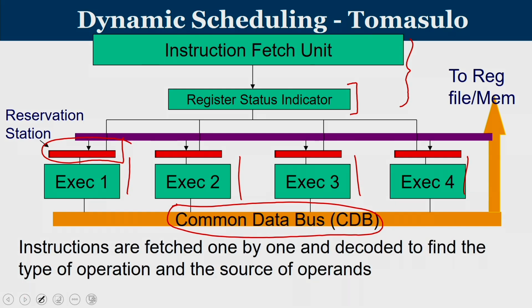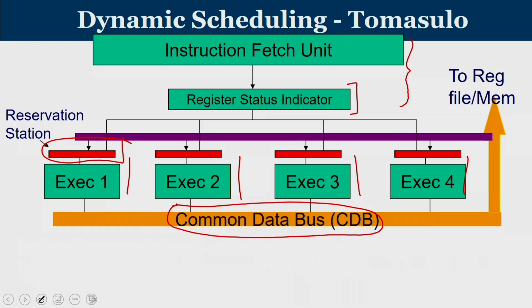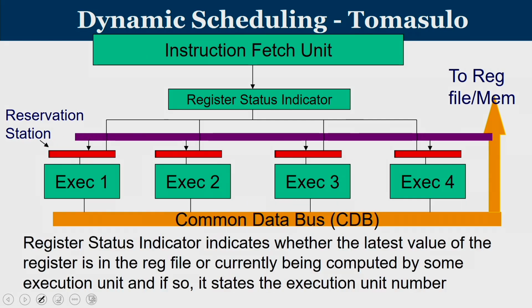Now, instructions are fetched one by one and decoded to find the type of operation and the source of operands. We have the register status indicator that indicates whether the latest value of a register is in the register file or currently being computed by some execution unit. If so, it states the execution unit number.